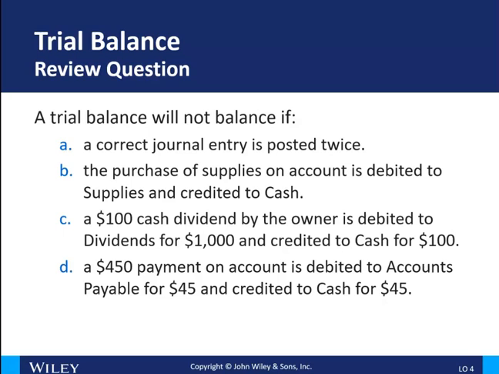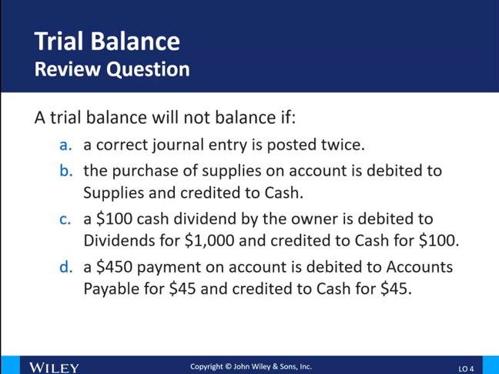So a review question. A trial balance will not balance if a correct journal entry is posted twice, the purchase of supplies on account is debited to supplies and credited to cash, a $100 cash dividend by the owner is debited to dividends for $1,000 and credited to cash for $100. A $450 payment on account is debited to accounts payable for $45 and credited to cash for $45. Okay, so all four of these are errors.